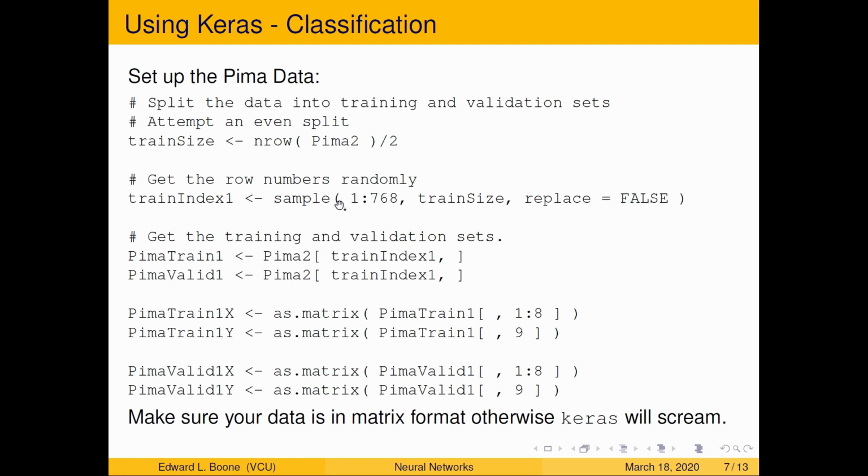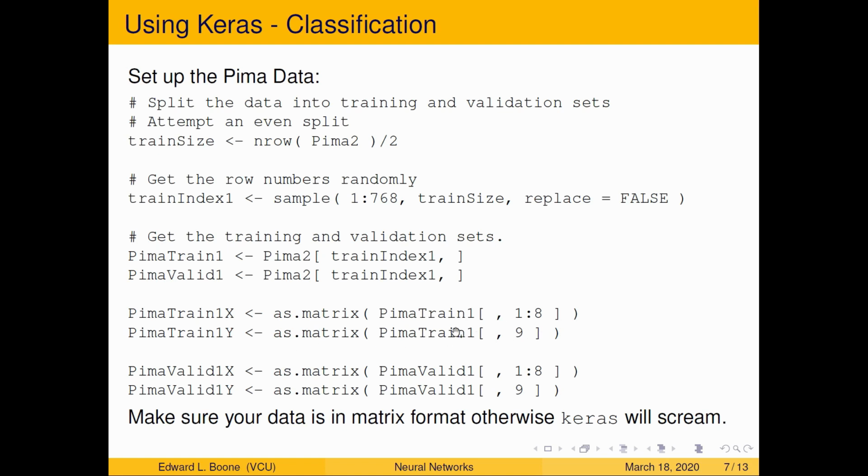All right, so our train index will be from 1 to 768, which is the number of rows in pima2. Then I'm going to pull out train size, replace equals false. I'm going to get these and pull them just like before. pima_train1 is pima2[train_index, ], and the test set should be minus train_index. For some reason, the little minus sign's not on there, so put a minus sign in front of train_index. Then for pima_train1, we have to make this a matrix. If you don't make this a matrix, Keras is going to scream at you. You're going to be really upset. Bad times ahead. Okay.